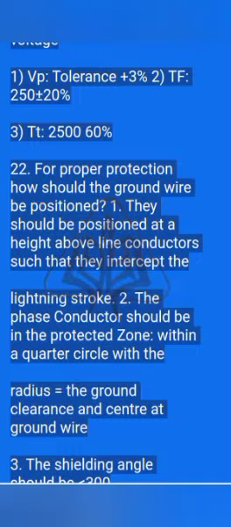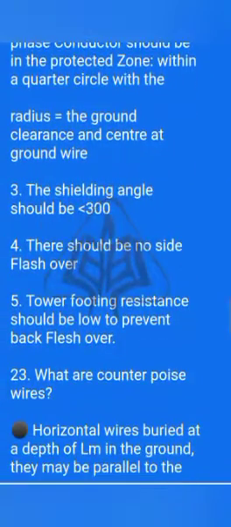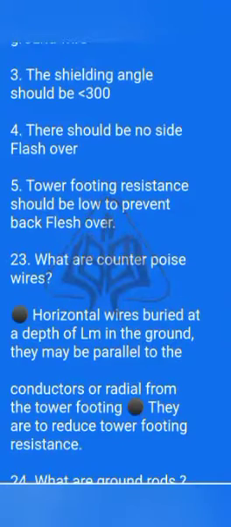22. For proper protection, how should the ground wire be positioned? 1. They should be positioned at a height above line conductors such that they intercept the lightning stroke. 2. The phase conductor should be in the protected zone, within a quarter circle with the radius equal to the ground clearance and center at the ground wire. 3. The shielding angle should be less than 30 degrees. 4. There should be no side flashover. 5. Tower footing resistance should be low to prevent back flashover.